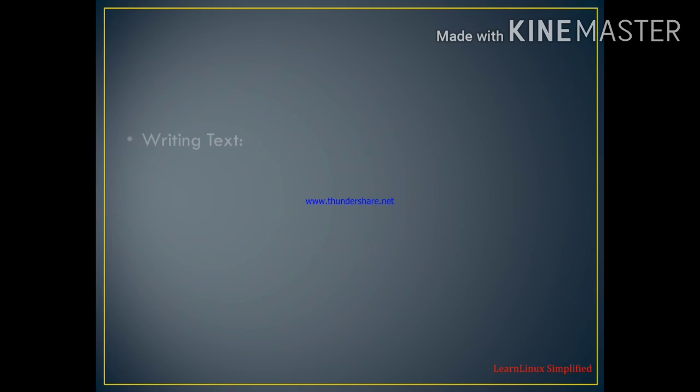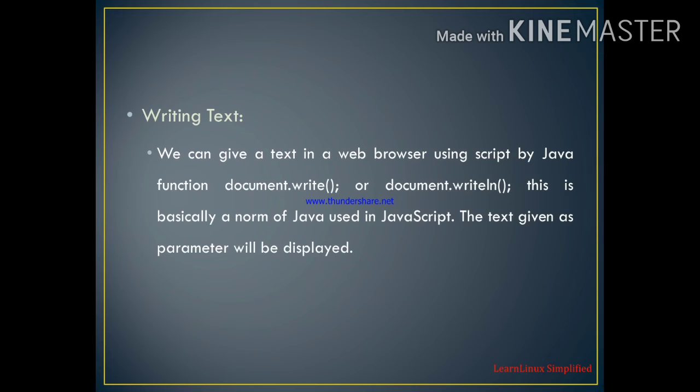Writing text. If we need to add certain text into the script, then we can display text in a web browser using JavaScript functions document.write or document.writeln. This is basically the norm used in JavaScript. The text given as a parameter will be displayed. Here, document.write and in the brackets the text content, whatever content you provide within the quotes, will be displayed.